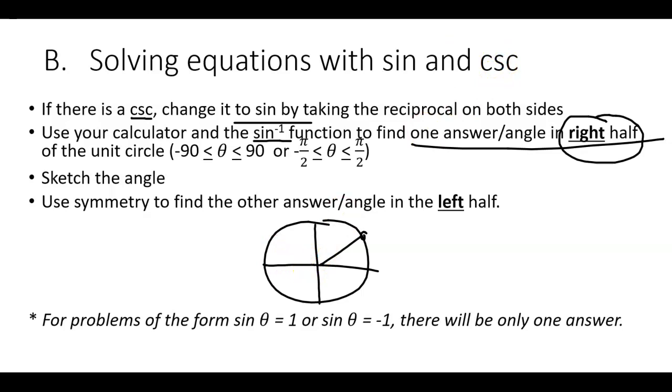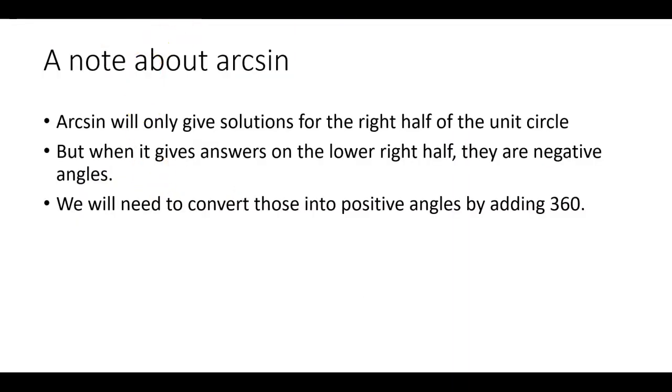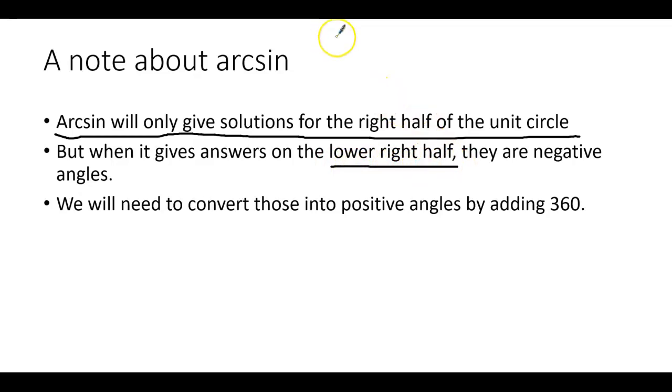Now, today, though, we're going to be looking at angles that would be down here instead. And we have to do something a little bit interesting with those, and you'll see what they are and why in just a moment. So, a note about arcsine. Arcsine will only give solutions for the right half of the unit circle, as you guys know already. But when it gives answers on the lower right half of the unit circle, they're not going to tell you the angles that we're used to seeing. They're going to give you the negative angles.